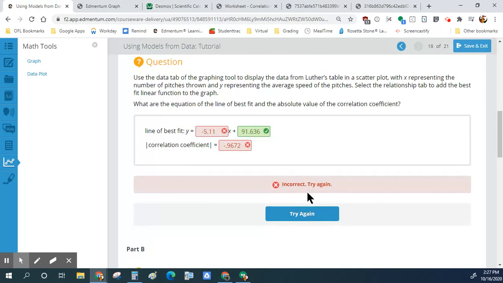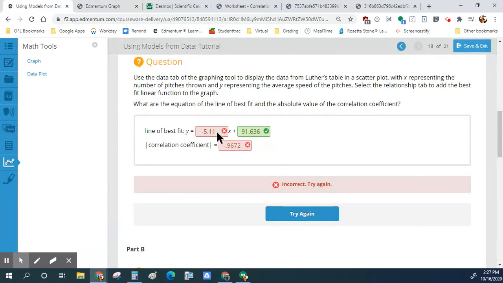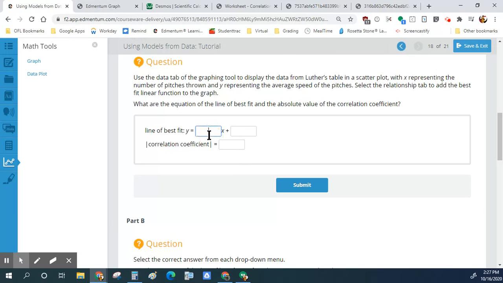So let's submit this. Why are they being picky here? Oh, it was 0.511. That was my bad. Negative 0.511.